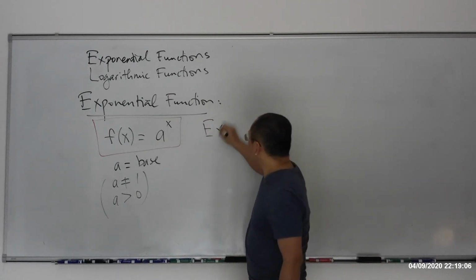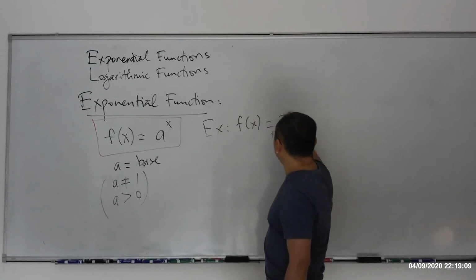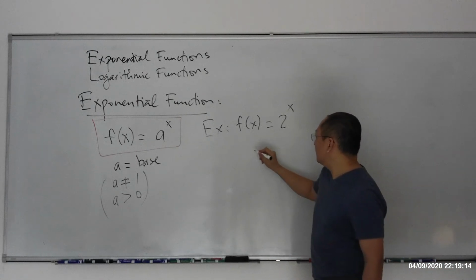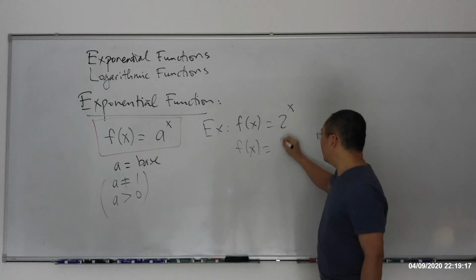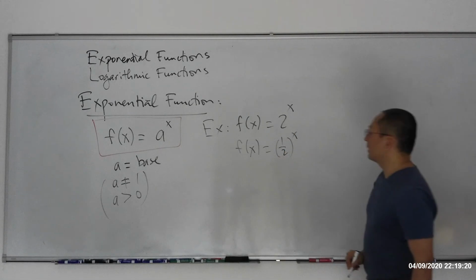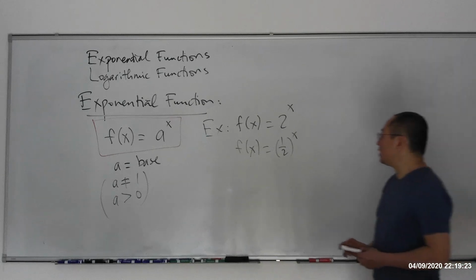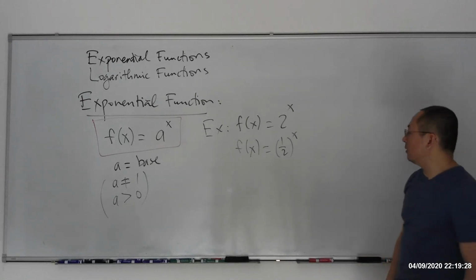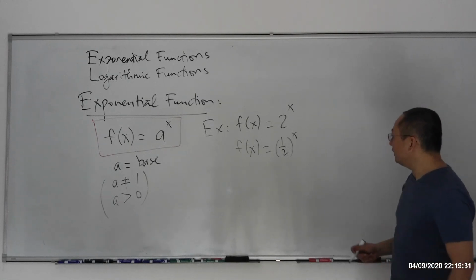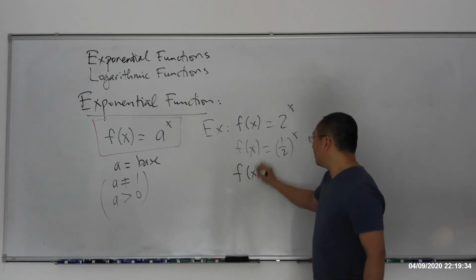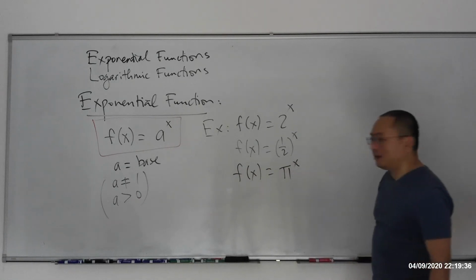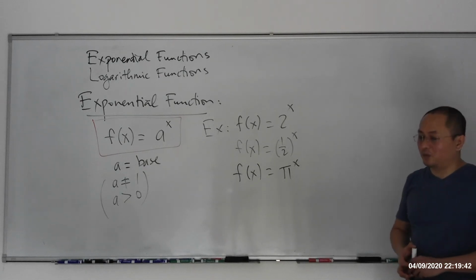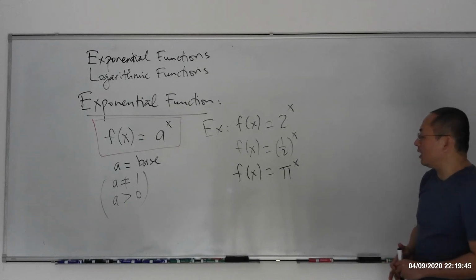Example. Say f of x equals 2 to the x. All right? In this example, the base is 2. Or say f of x equals (1/2) to the x. That's another exponential function. The base could be anything as long as that number is positive and different from 1. 1/2 is obviously positive, and obviously not equal to 1, so you're good. Or you can even have f of x equals pi to the x. Is that okay? Yeah, because pi is a constant, approximately equal to 3.14159.